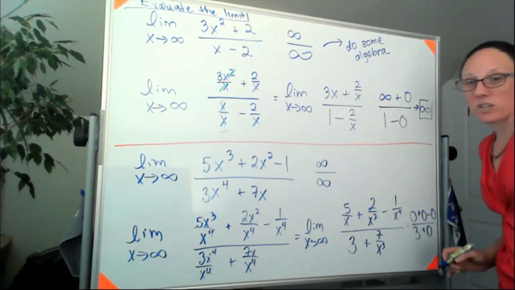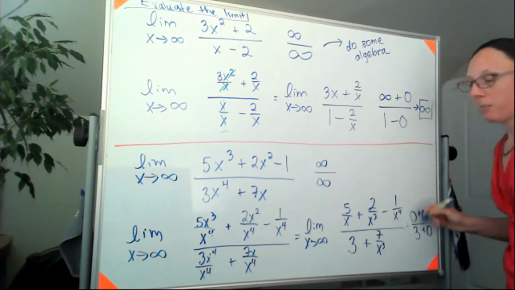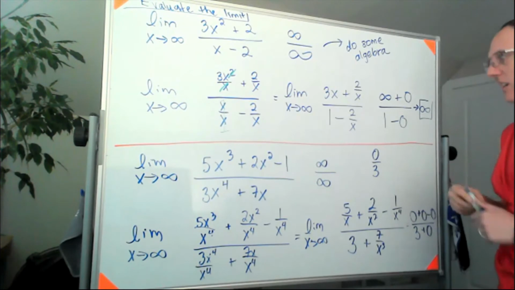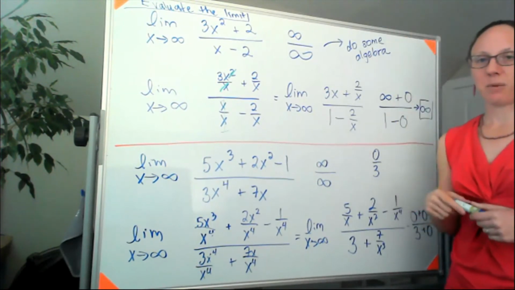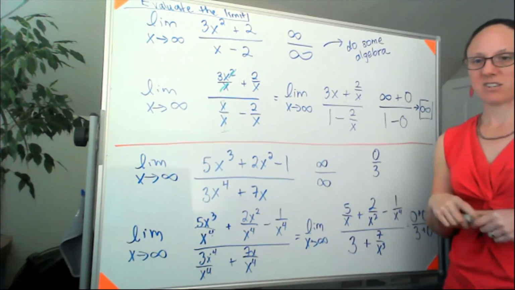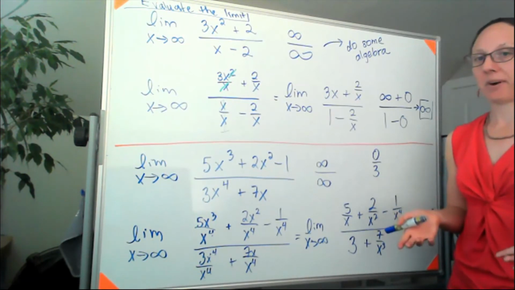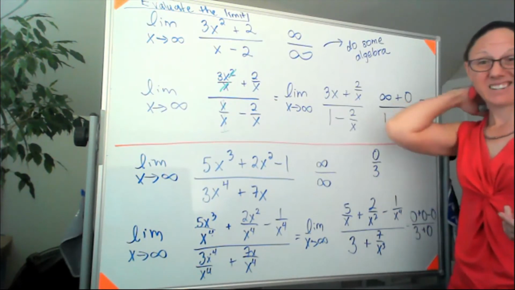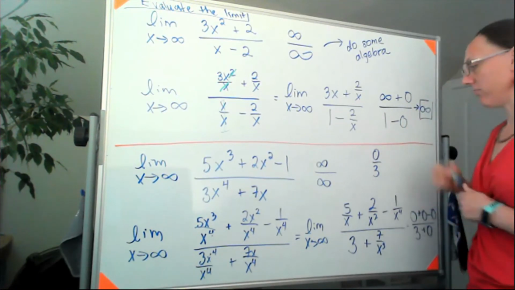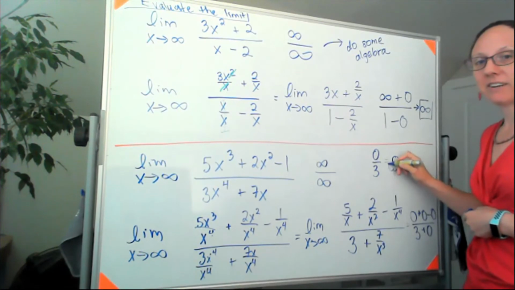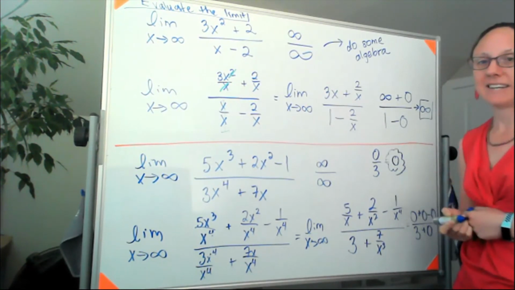So it kind of got squished in here. But I ended up with 0 divided by 3. And I didn't put that on my list of possible answers, like 0 divided by a number. But 0 divided by a number is 0. So my final answer for this limit here is 0.